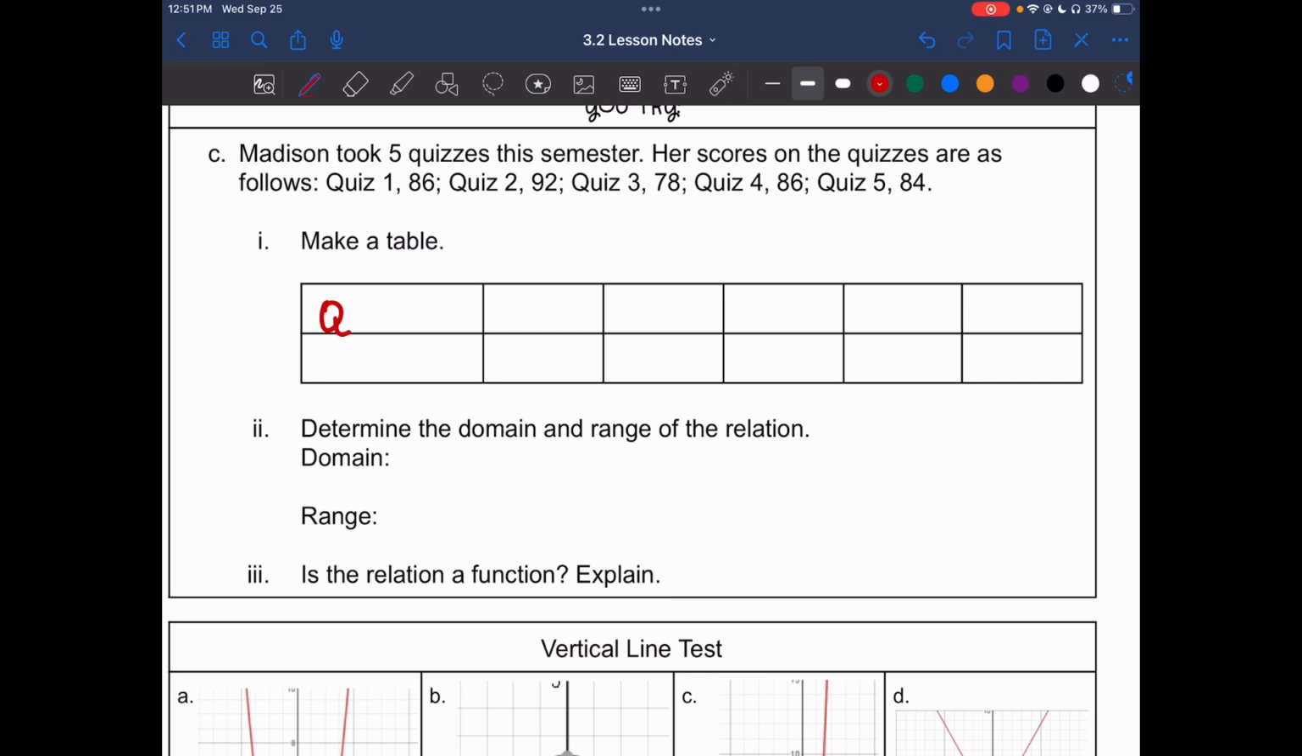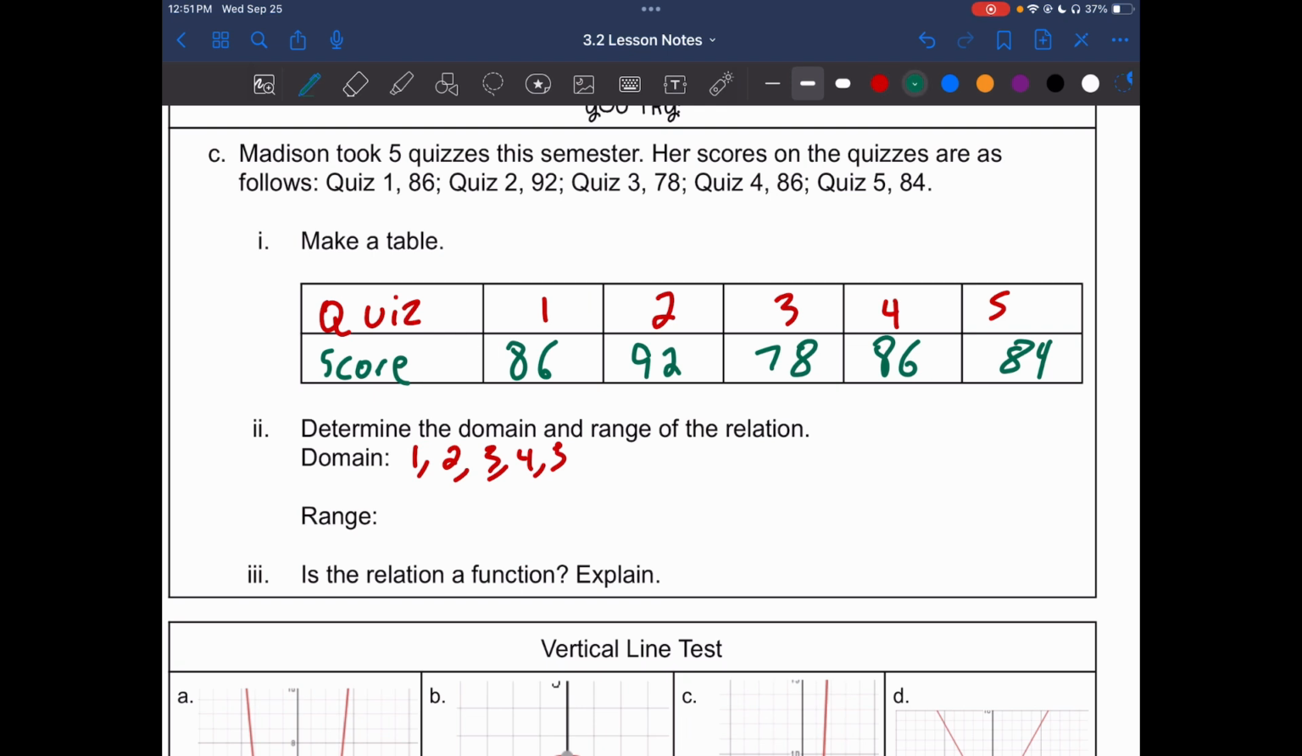So the quiz number is going to be our first line, and our score is our second line. Our first quiz was an 86, second quiz was a 92, third quiz was a 78, fourth quiz was an 86, and fifth quiz was an 84. So now we can list out our domain. It's 1, 2, 3, 4, 5. And our range, 86, 92, 78. 86 is repeated, so we don't have to rewrite it, and 84.